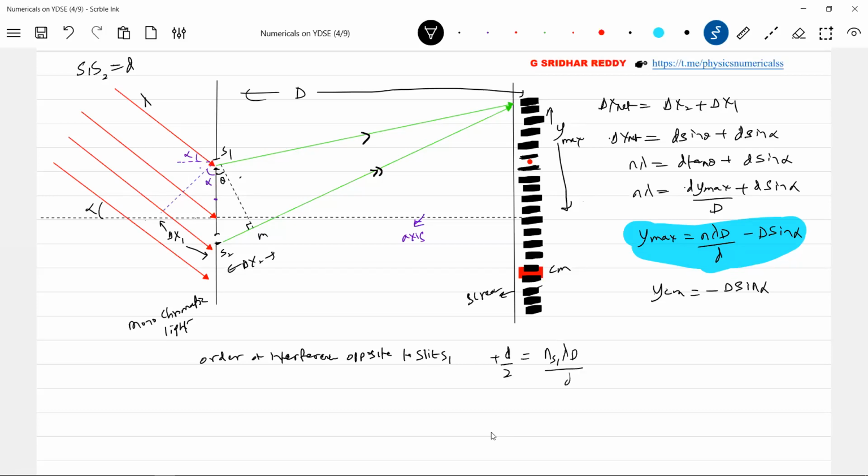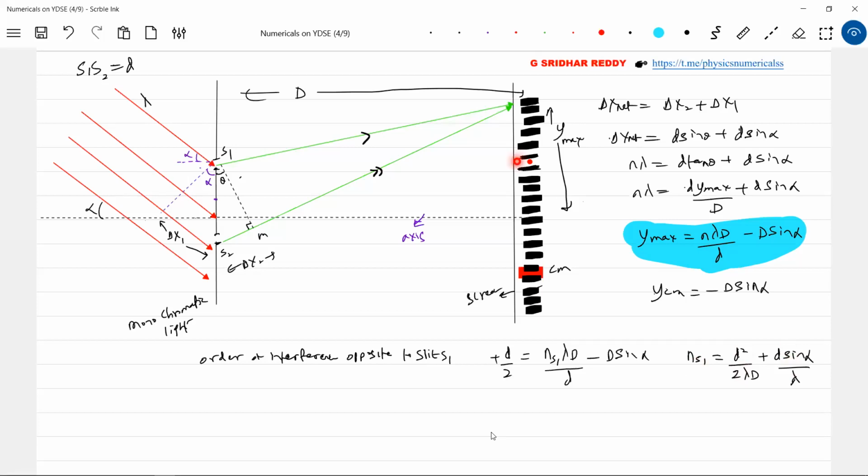Any symbols you can give. So d minus d sine alpha. So therefore ns1 should be equal to d square by 2 lambda D. Check it, final equation, is it correct? ns1 should be equal to d square by 2 lambda capital D plus d sine alpha by lambda. Capital D gets eliminated. Okay, this should be the order of interference. Substitute all these values, you'll get the order of interference.